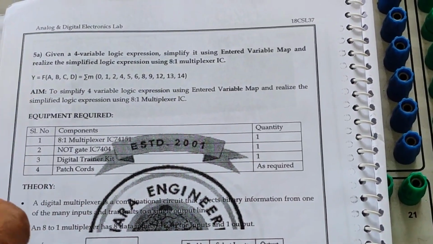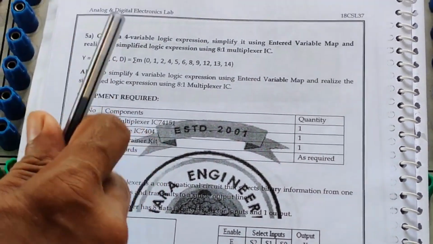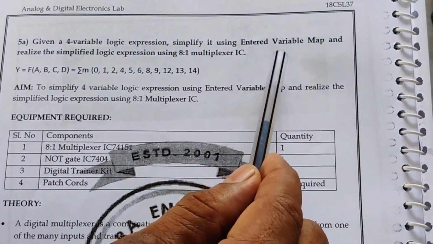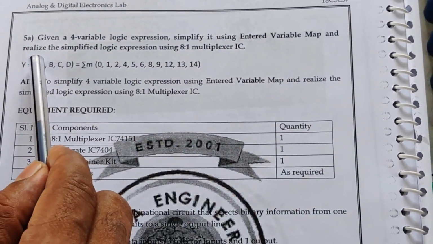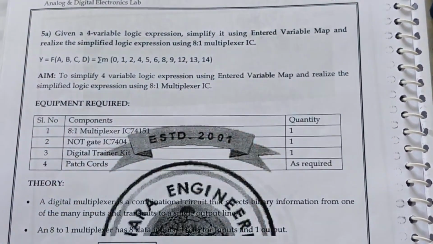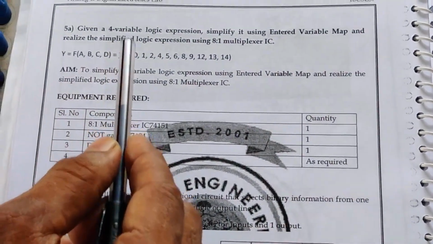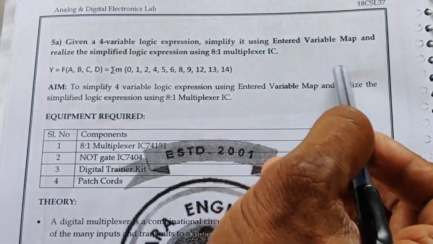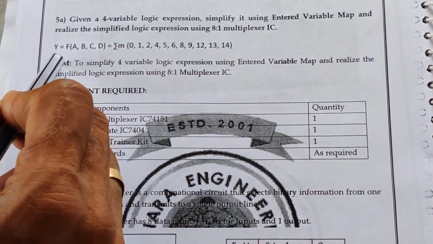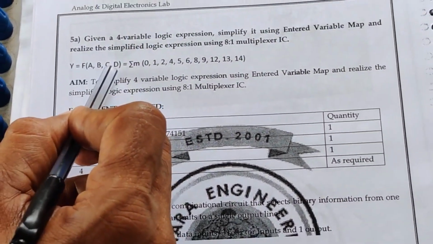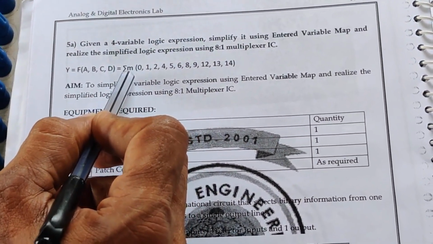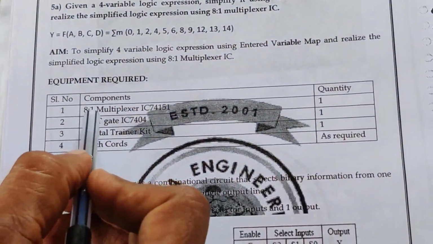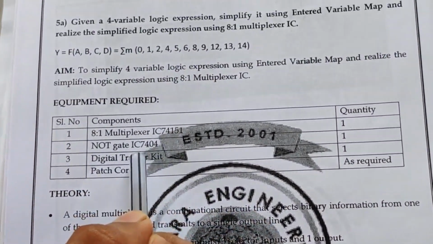Today we will implement the fifth experiment: given a 4 variable logic expression, simplify it using the entered variable map and realize it using an 8:1 multiplexer. Here the expression is given. I have already explained how to solve it using the EVM method. The expression is y equals a function of 4 variables, summation m, meaning all these are min terms. The required components are an 8:1 multiplexer and one NOT gate IC.